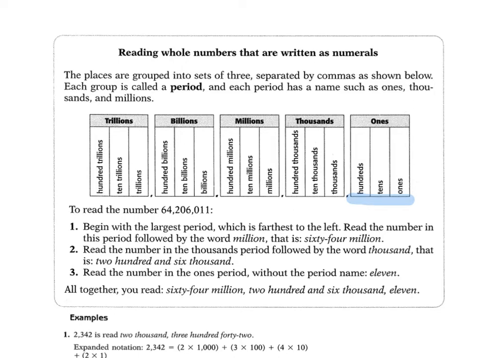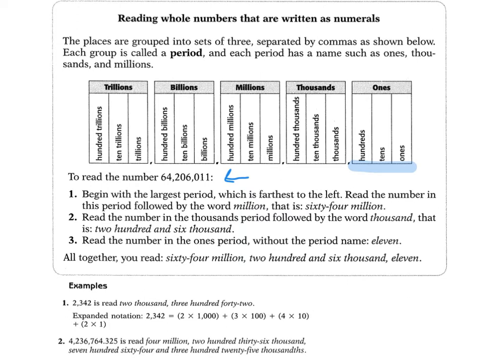So looking at our example here, we have 64,206,011. So when reading this number out loud, we start with our largest period, which is farthest to the left, and we read the number in this period followed by the word million, since it's in our millions place. So we would read it as 64 million.